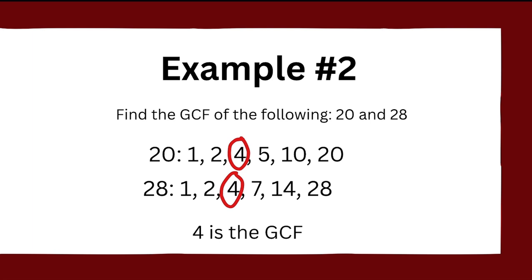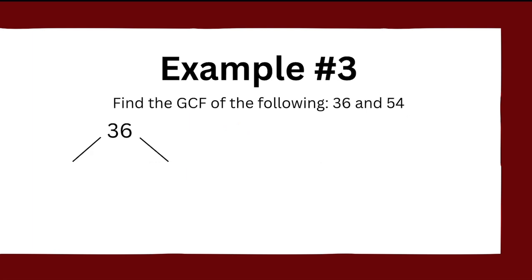Now let's switch up our method a little bit. Let's go on to prime factorization. So example number 3: find the greatest common factor of the following, 36 and 54. I'm going to start off with 36. I'm already starting off my tree method, so I'm going to have that 36. And what numbers can I multiply to get 36? Well, I could multiply 4 and 9. Now, how can I break these two numbers down further?